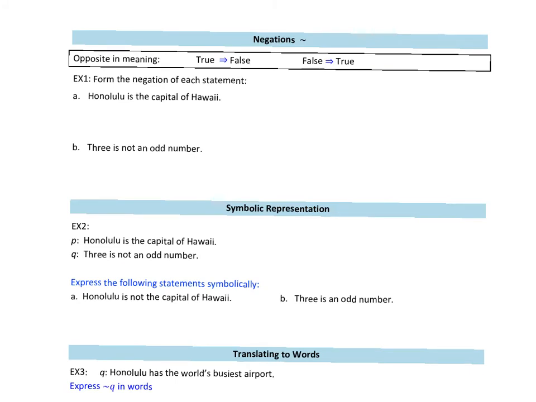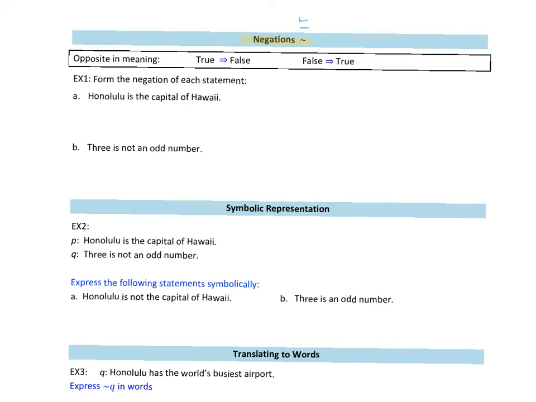Now that we understand what statements are, the first thing we're going to do is negate our statements. So we're going to look at what we call negations, and we're going to use this tilde symbol, that little squiggly line on your keyboard, for a negation. Now, if you've had logic before, you may have used a different symbol for a negation. Some other common symbols would be a subtraction sign or this weird L-shaped sign. But in this particular textbook, we use the tilde for a negation.